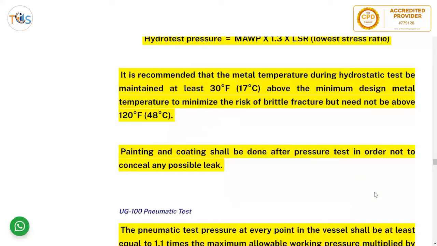It's recommended that the metal temperature during hydrostatic test be maintained at least 30 degree Fahrenheit above the minimum design metal temperature to minimize the risk of brittle fracture, but need not be above 120 degree Fahrenheit or 48 degrees centigrade. This 30 degree could come in the exam. What's the minimum metal temperature? It would be 30 degree above the minimum design metal temperature, but not more than 120 degree Fahrenheit. That's a cap. Avoid brittle fracture. Painting and coating shall be done after pressure test because they may conceal any possible leak if they are done before the pressure test.